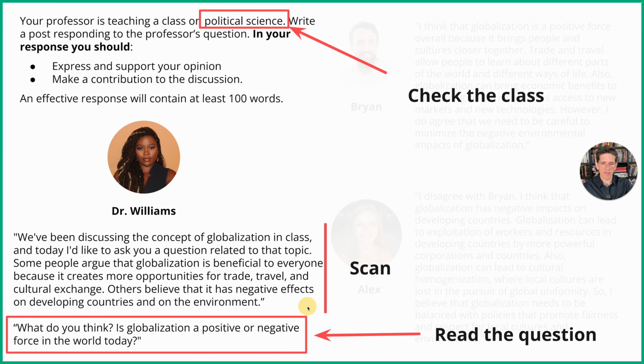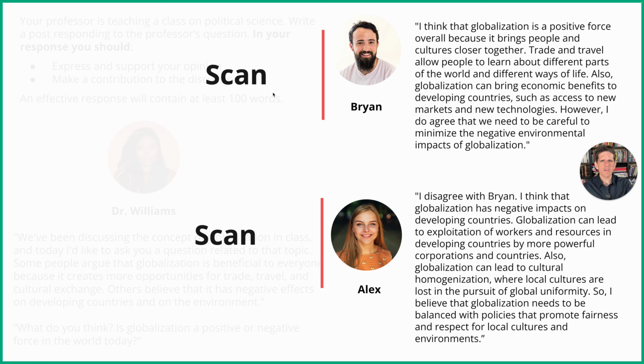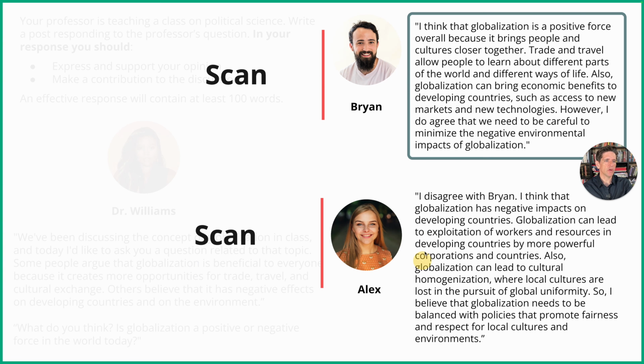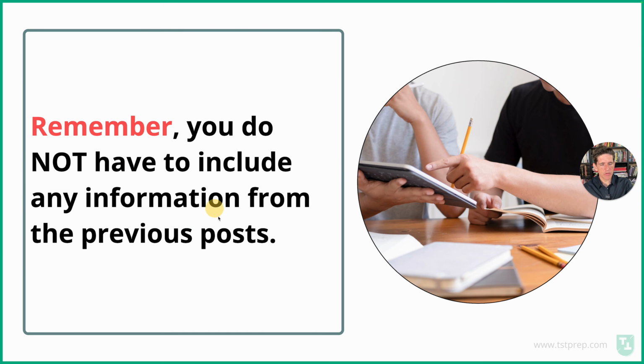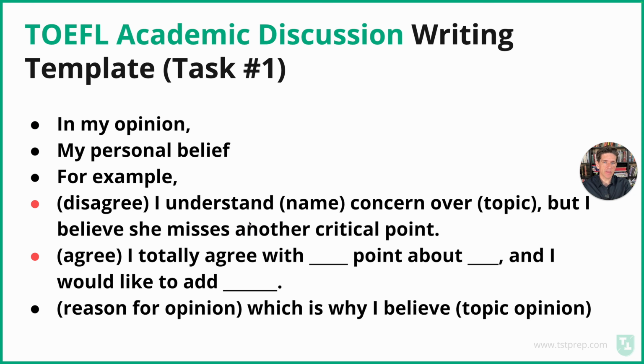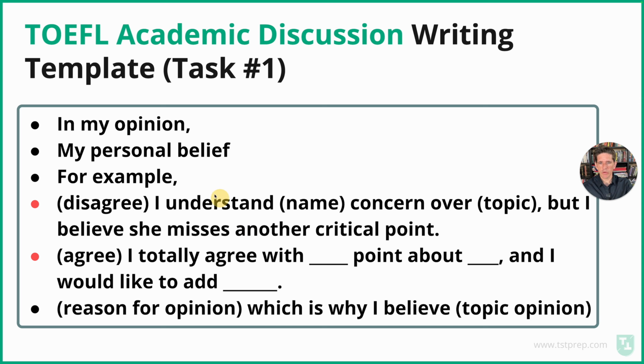You also want to find the question, which will be the last sentence usually from the teacher's beginning of the discussion. You want to really just scan what the students say. You don't really have to read it too closely because you want to have plenty of time to write. If you feel more comfortable reading it, go for it. But remember, you do not have to include any information from the previous post. So in task number 1, you include a lot from the reading and listening. Here you don't include anything or very, very little from the discussion. The only thing you really have to include is just acknowledging one person's opinion.